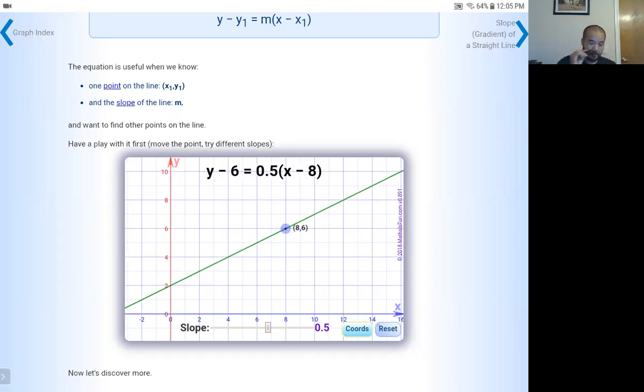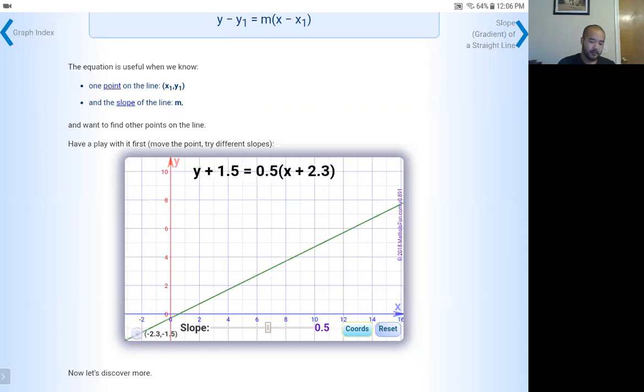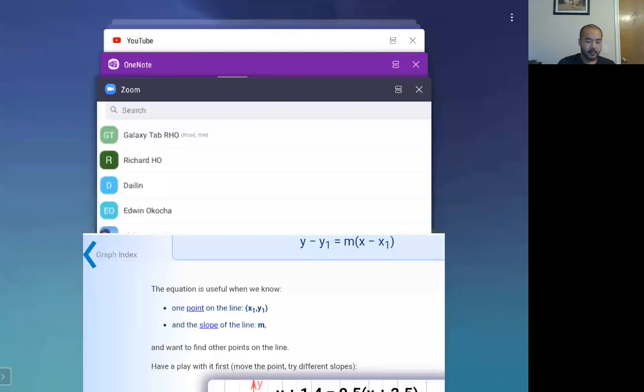So if your point is positive, like +8, +6, then these are negative. But if you go over to the negative side, where's the 2? Come on. Okay, so -2, this is positive over here now. So just remember that the sign is flipped. The equation always starts with negatives. But if your points are negative, flip the sign. Let's go into some examples.